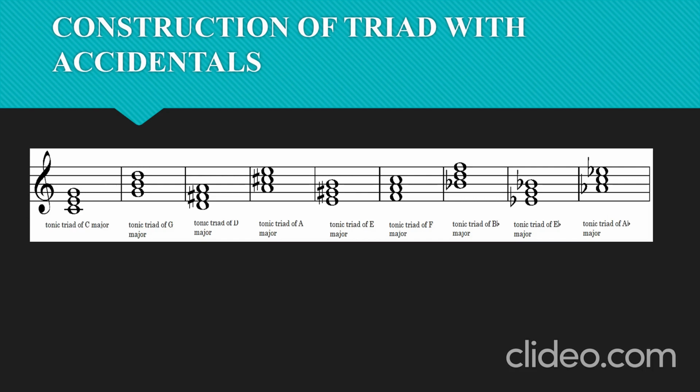Now let's look at this. Tonic triad of G major. The scale of G is G, A, B, C, D, E, F sharp, G. If you are going to pick the tonic triad on the scale of G, G will be the tonic, then B will be the third, and then D will be the fifth. Just like you can see now, this is G, this is B, and this is D. That is it.